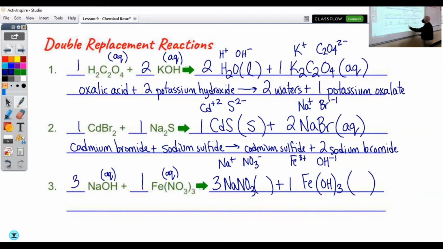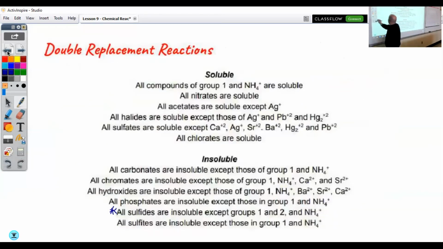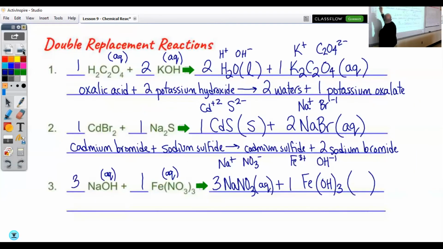Finally, states of matter. Group 1, soluble, so we write AQ. We could have also set it based on the nitrate, also soluble. For the iron 3 hydroxide, we have to go and check our rules. So if we go back and look at our rules for hydroxides, all hydroxides are insoluble. Let's look for iron 3, except those of group 1, nope. NH4 plus, nope, nope, nope, nope. So there's no mention of iron 3 as an exception. So because of that, we'll say that iron 3 hydroxide is a solid.